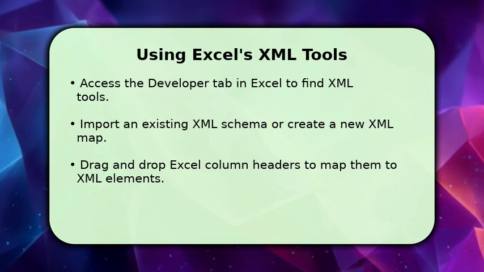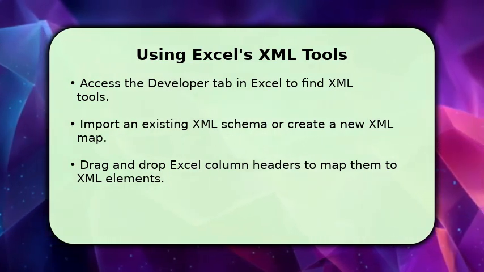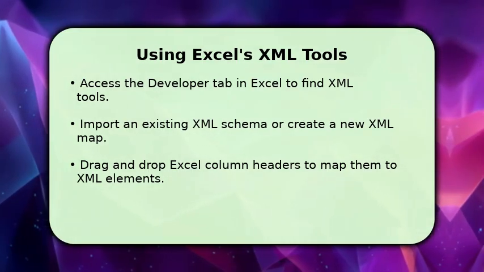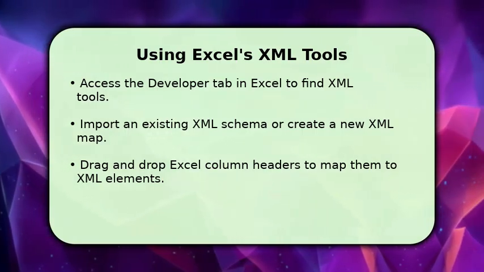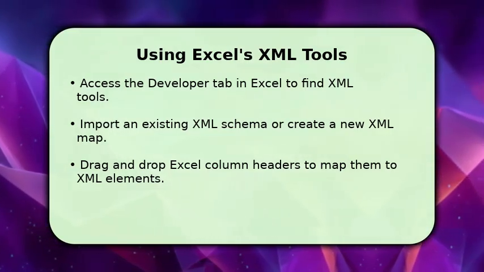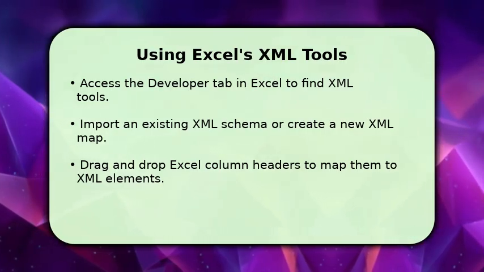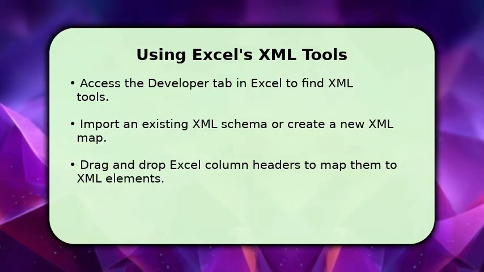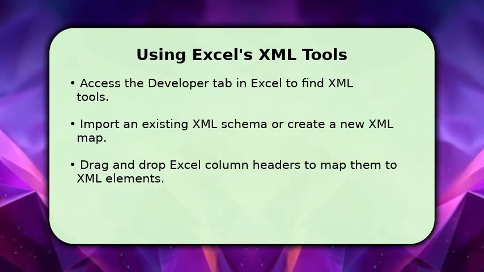Excel provides powerful built-in tools for XML conversion, primarily found under the Developer tab. Begin by importing an existing XML schema, or XSD, if you have one, or let Excel infer a basic structure. Then, use the XML source pane to drag and drop your Excel column headers directly onto the corresponding XML elements. This mapping process is critical for defining how your spreadsheet data will be organized within the final XML file.